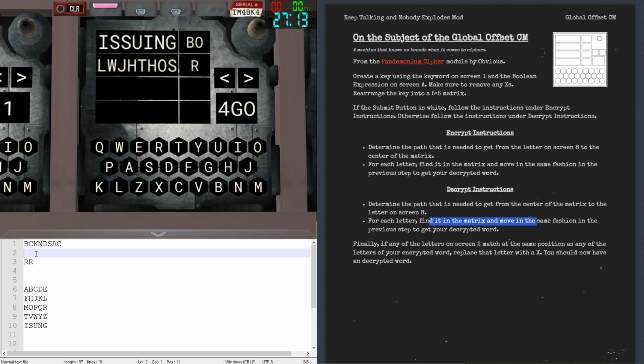So for B, moving 2 to the right takes us to D. C, 2 to the right turns us to Echo. Kilo, 2 to the right turns to Foxtrot. November, 2 to the right turns to I. D, 2 to the right is A. S, 2 to the right is N. And A, 2 to the right is C. And C, to the right twice, is E. And we get our final decrypted word of DEFIANCE.